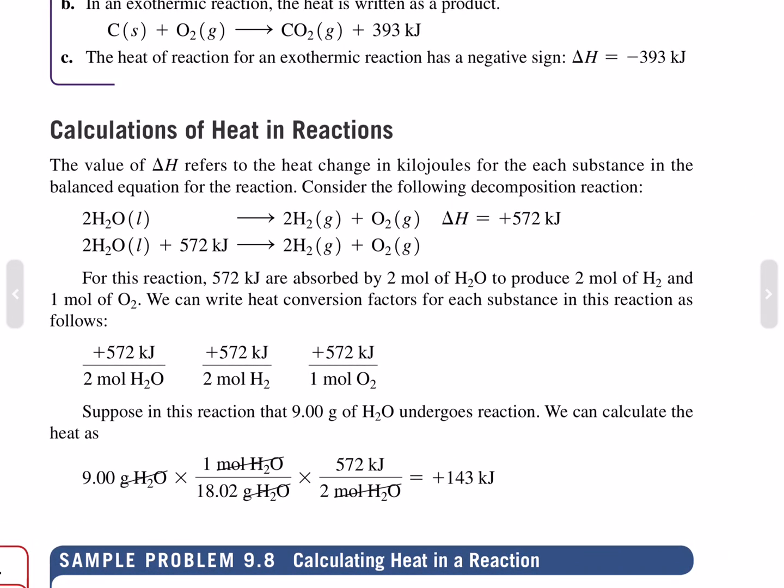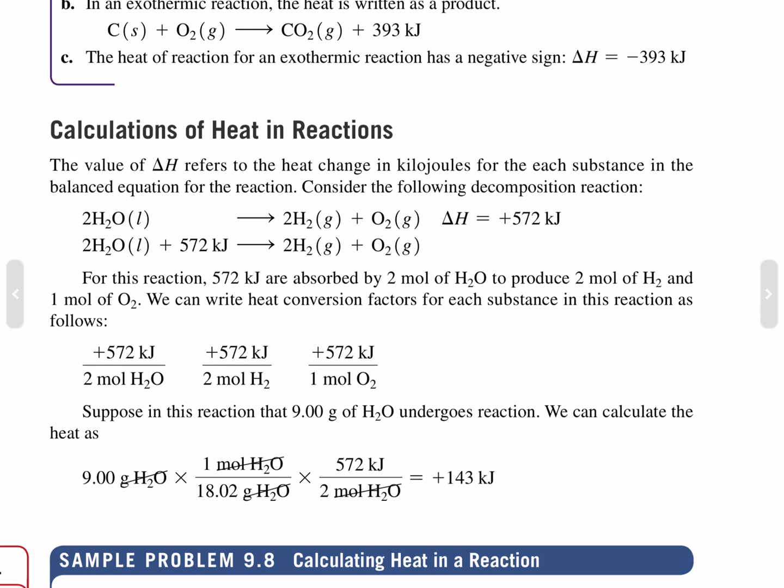Calculations of heat in reactions. The value of delta H refers to the heat change in kilojoules for each substance in the balanced equation of the reaction. Consider the following decomposition reaction. 2 moles of water break apart into 2 moles of hydrogen gas plus 1 mole of oxygen gas with an endothermic heat of reaction of positive 572 kilojoules.